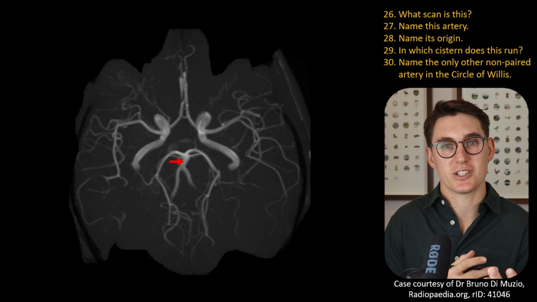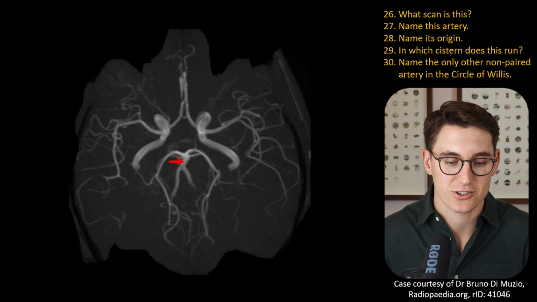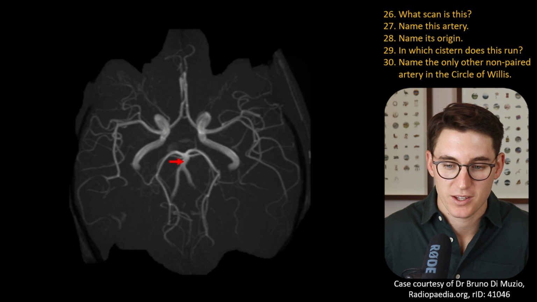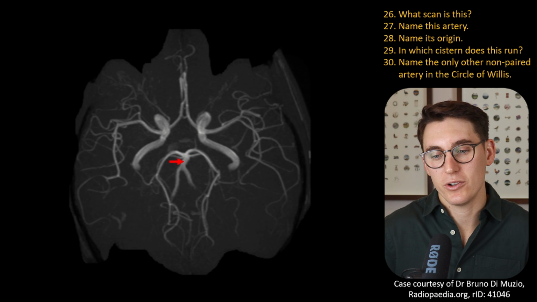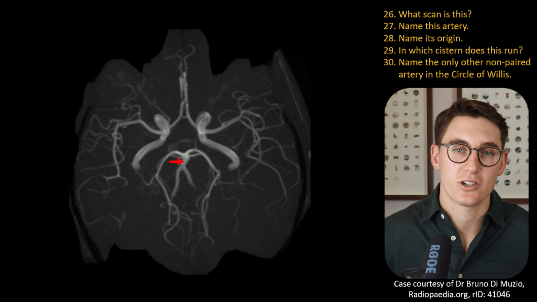Well, we know it's anterior to the pons. This is our prepontine cistern that the basilar artery runs within. And finally, question 13, name the only other non-paired artery within the circle of Willis.